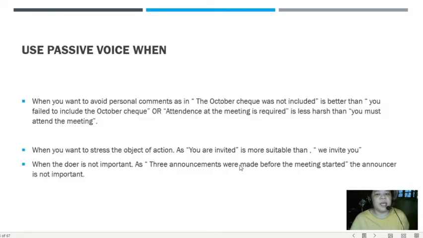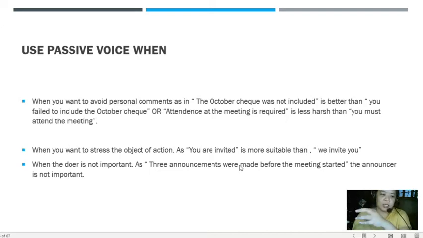Okay. Use passive voice when. So not every time you will be using active voice. Sometimes you need to use passive voice. When is the right time to use passive voice? When you want to avoid personal comment, as in "The October check was not included" is better than "You failed to include the October check."